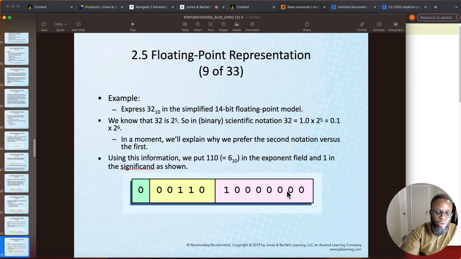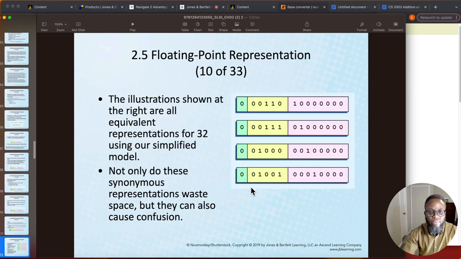Okay? So there's a prior part where we talked about how you convert decimals to binary. This is 0.1. So that's why you see it's positive. This is the exponent, and this is the significand. Okay. So different representations of the same thing. This is 0.1 times 2 to the power of 6.